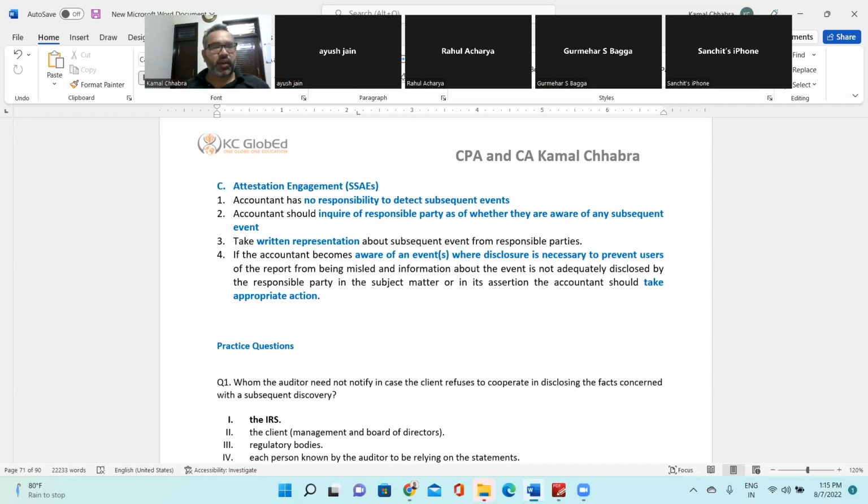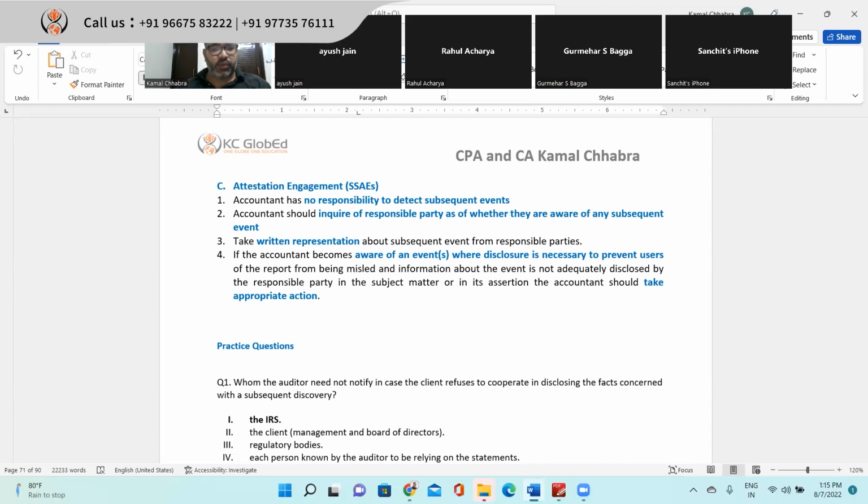You need to examine this account balance. You need to review this account balance. You need to review this class of transaction, or you need to perform those specific agreed upon procedures. So here it's not the responsibility to detect the subsequent event.